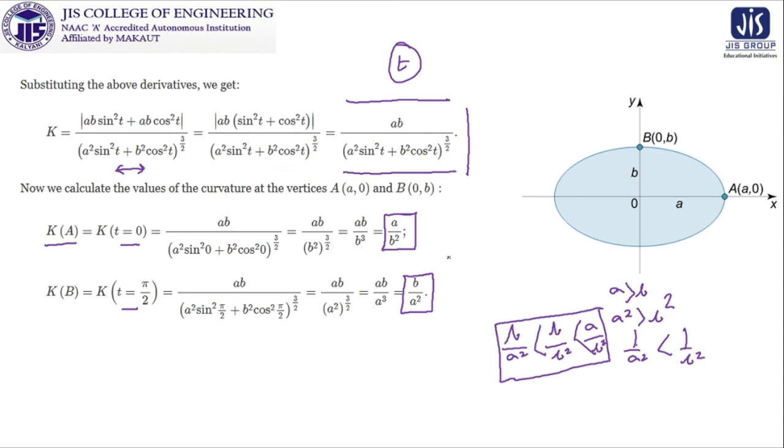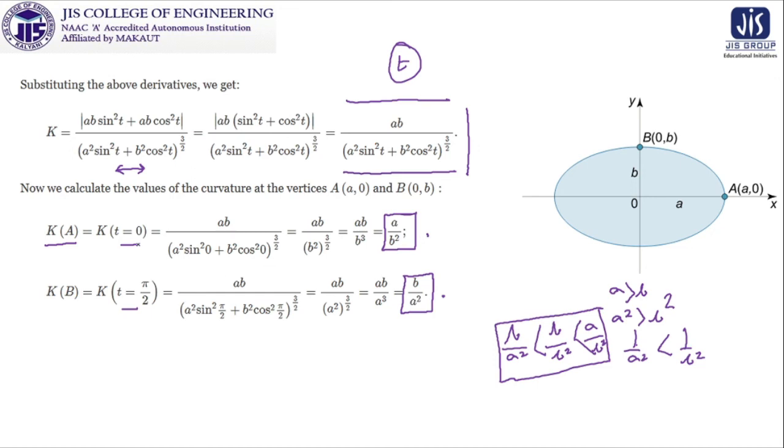So what it gives, at t equal to 0, this curvature, and at t equal to pi by 2, this curvature. Our concept tells us the curvature of this one is higher than the curvature of this one, because the geometry, the intuition, the concept are all the same, and the calculation is also in line with our concept. Look at this, a by b square is greater than b by a square.